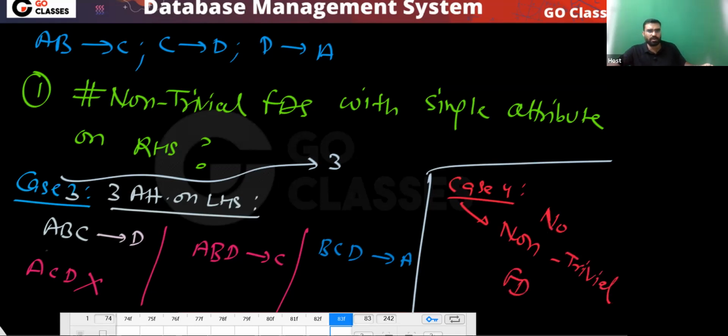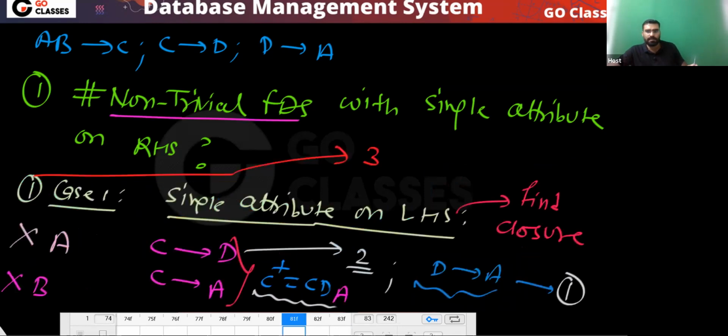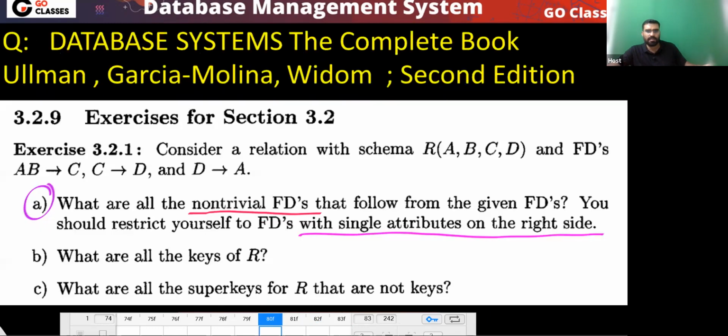So finally, your answer is what? For the first question, 3 plus 7 plus 3, that is 13, right? So for the first question, your answer will be 13 FDs. Okay, is this clear to everyone? What about this next question?